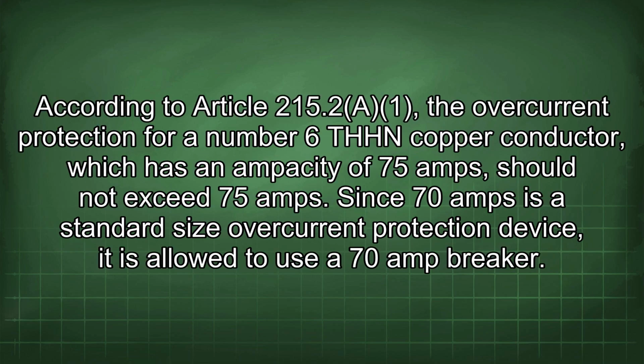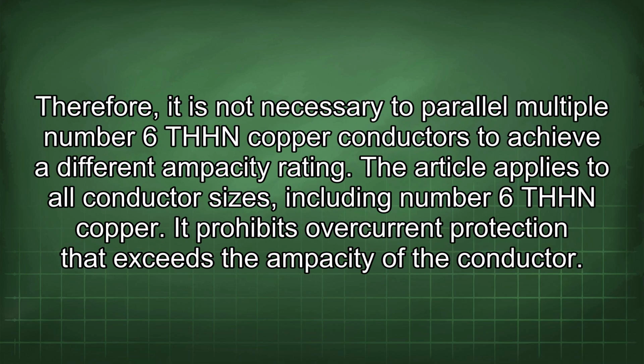According to Article 215.2(a), the overcurrent protection for a number 6 THHN copper conductor, which has an ampacity of 75 amps, should not exceed 75 amps. Since 70 amps is a standard size overcurrent protection device, it is allowed to use a 70 amp breaker. Therefore, it is not necessary to parallel multiple number 6 THHN copper conductors to achieve a different ampacity rating.